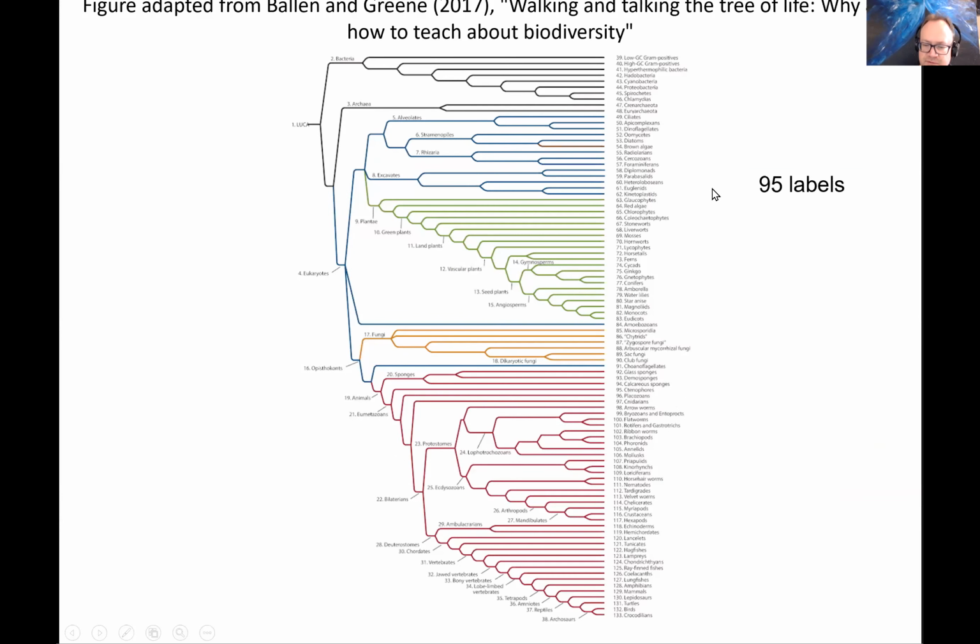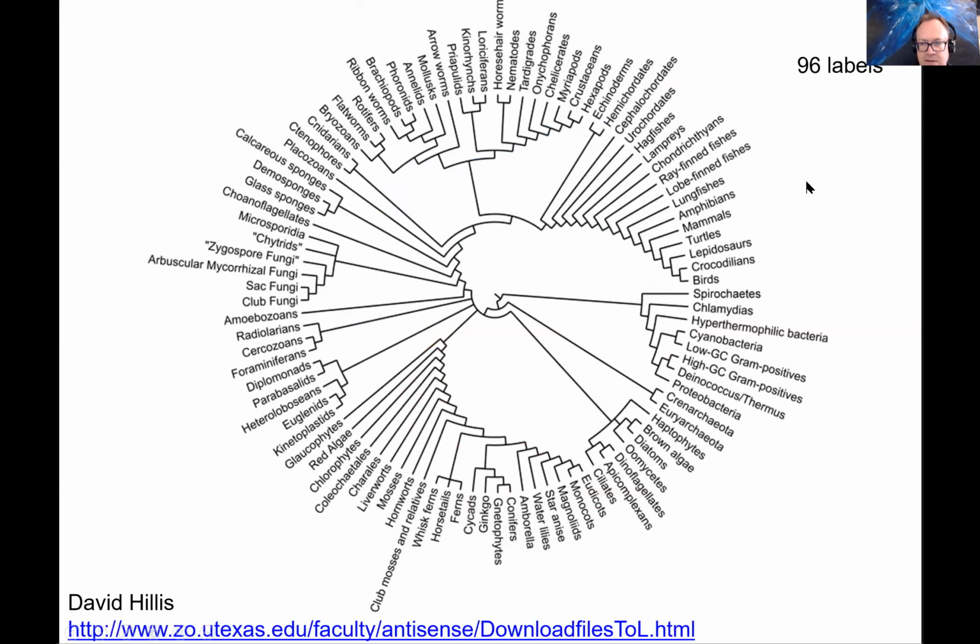Here's another one. Let's see, this is some type of phylogeny. And I counted the number of labels here. There's 95 labels, so roughly 100 labels here. This way of showing a tree would work very well within a window where we scroll up and down if the tree was too big to fit within a single screen. And here's a similar phylogeny. It's got 96 labels. So again, approximately the same number of labels, but this one's radial.